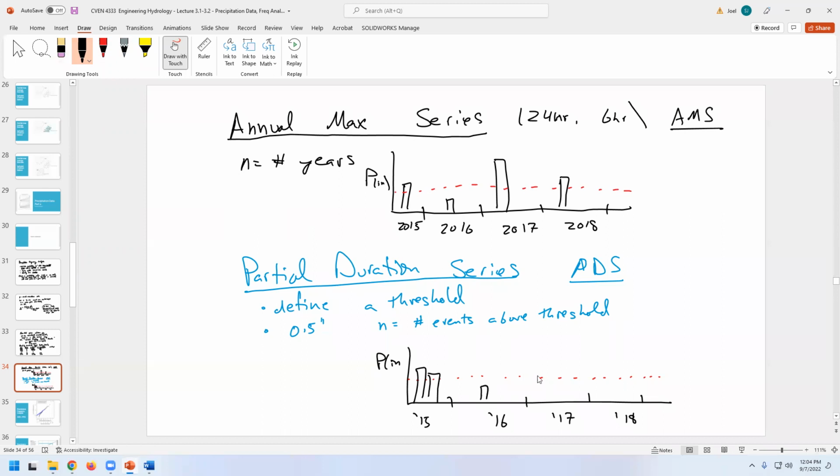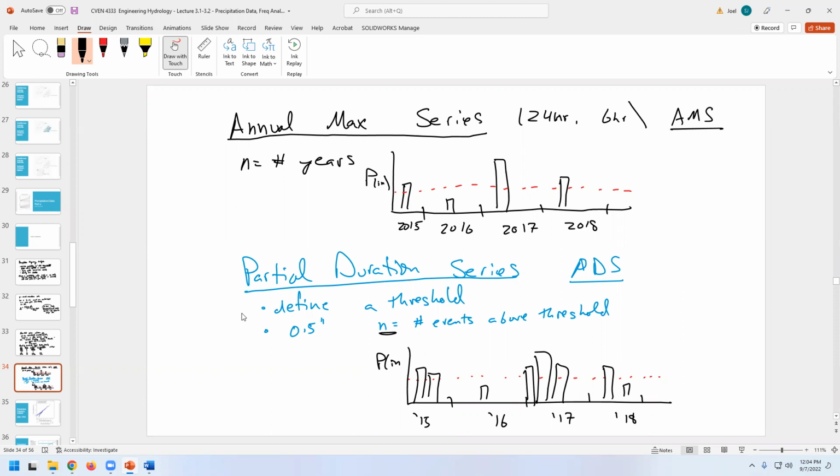Here, we didn't have anything that exceeded the threshold. Here, we had 3 that exceeded the threshold. Here, we only had 1, everything else was below that, right? And so forth. So now we can have a larger N, which means more data. So that's nice. More data can help us do more accurate estimates of precipitation events because it could be less variable. The more data you have, your standard error goes down.